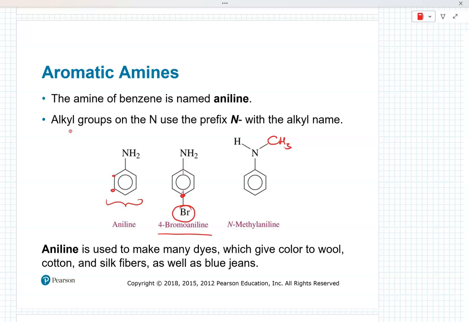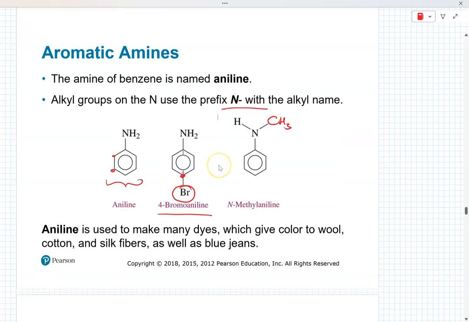For situations like this, we use the prefix N. If an alkyl group replaces the hydrogen on the nitrogen atom, we're not just calling that methylaniline, we call it N-methylaniline. Does that make sense to you?